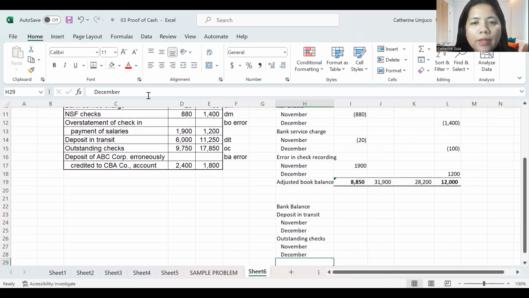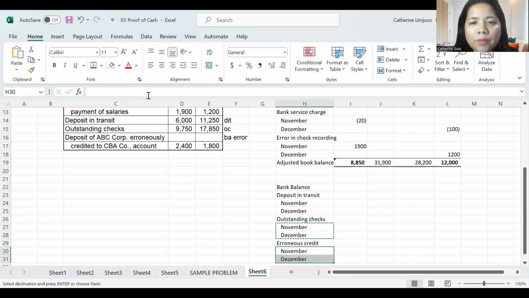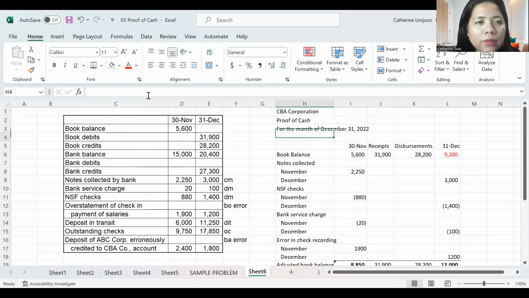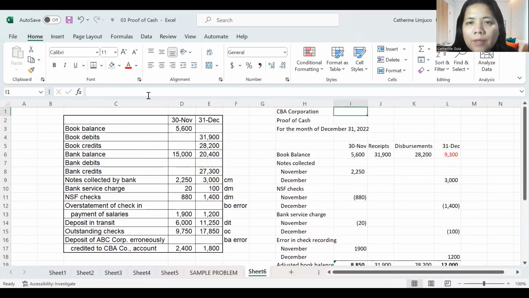November and December. And then you also have an erroneous deposit, meaning it should not be credited to CBA, but it should be for ABC. However, since it was erroneously credited, it affected the cash in bank balance of CBA. Okay, erroneous credit, November, December. Okay, let's have the bank balance. So we have a balance of 15,000 and 2,400. So let me copy this one.